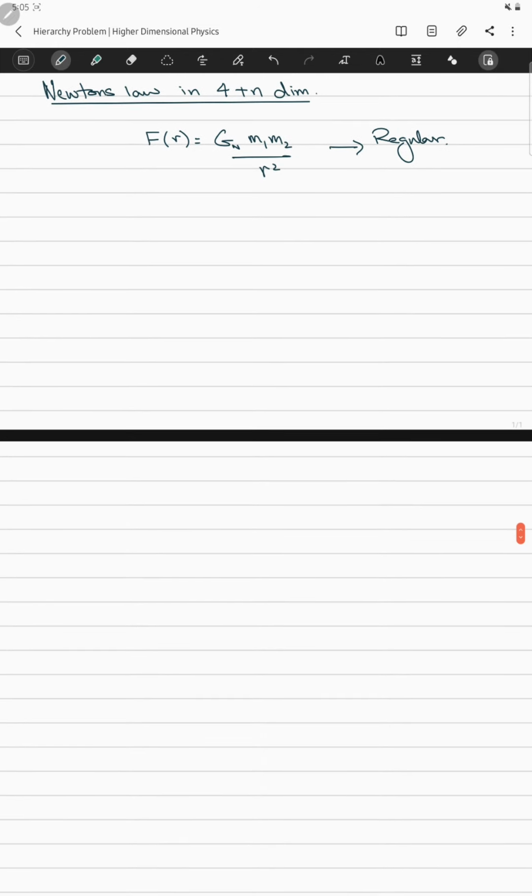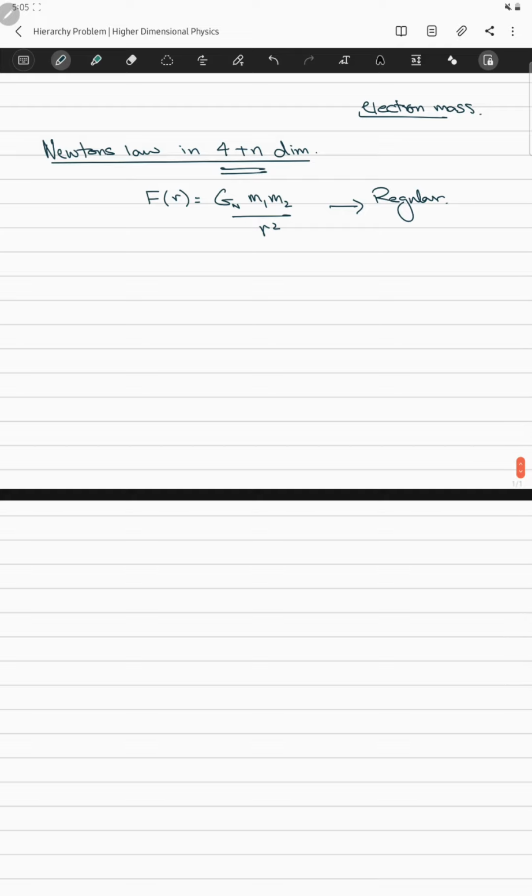If I have to write it in 4 plus n dimensions, it's very simple. You can use dimensional analysis to verify that this is correct. You have your Newton's constant in 4 plus n dimensions, and your test and source mass, divided by r, but with n extra dimensions: you have 4 plus n dimensions, so you just add n to the 2 in your r squared.